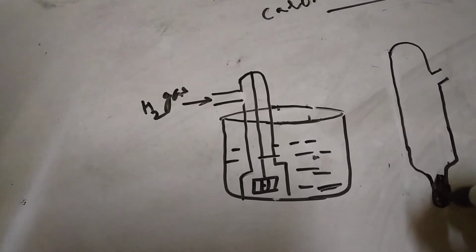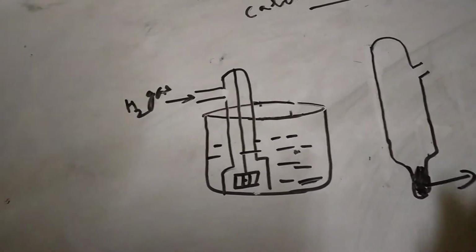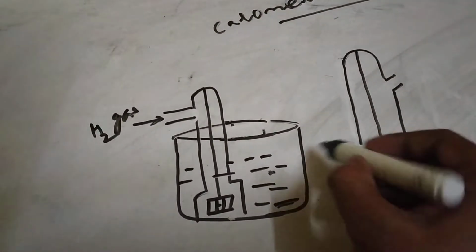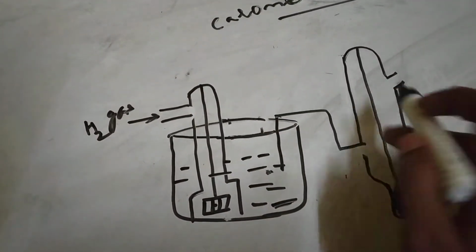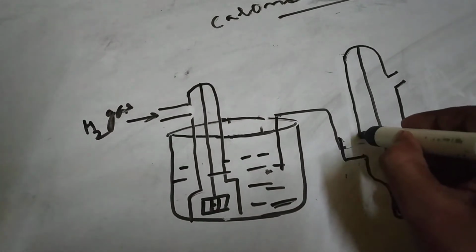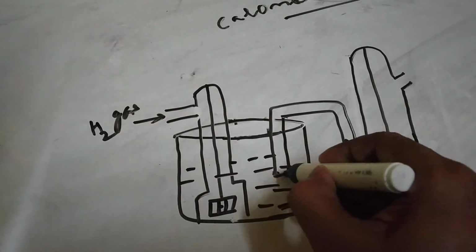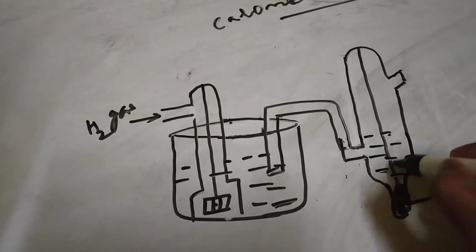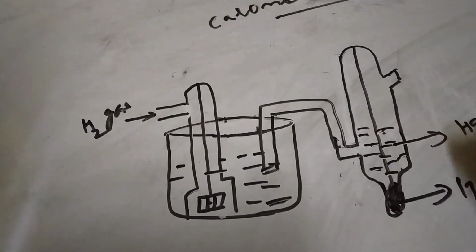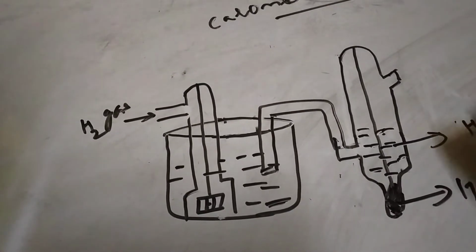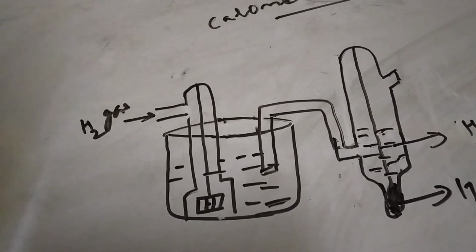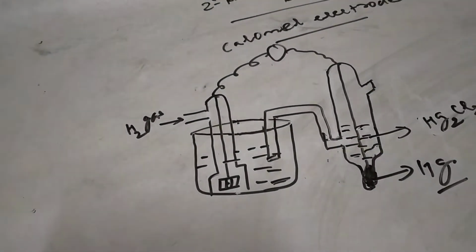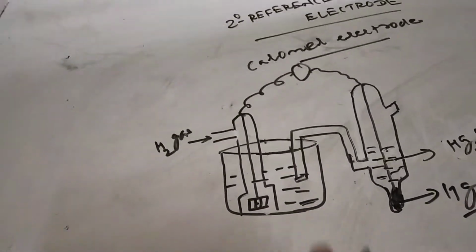So here it is tested with mercury, and here this is a platinum electrode and now it is connected with a salt bridge. Here we are taking a paste of mercurous chloride, Hg2Cl2, with KCl, and here it is connected with the help of a voltmeter and I want to calculate.